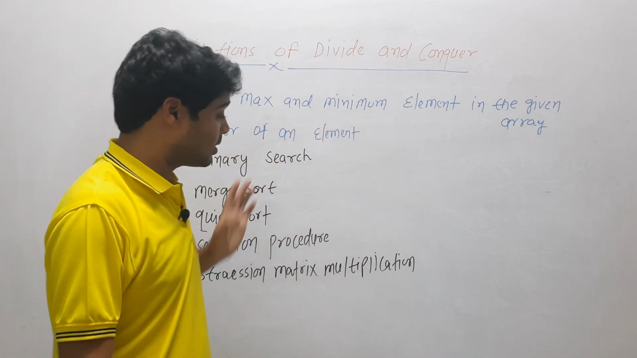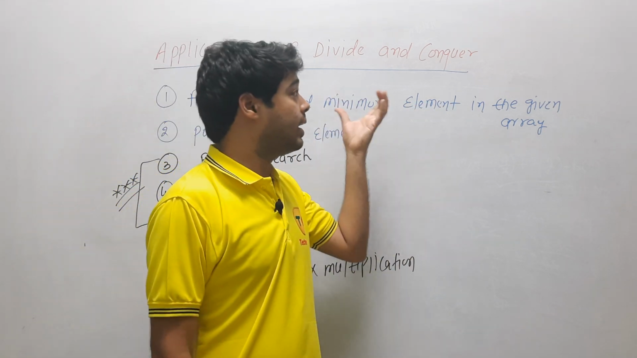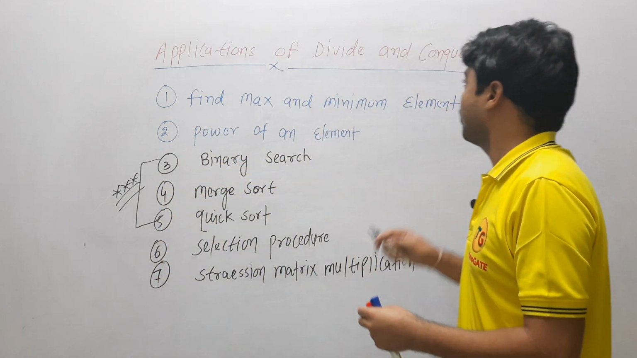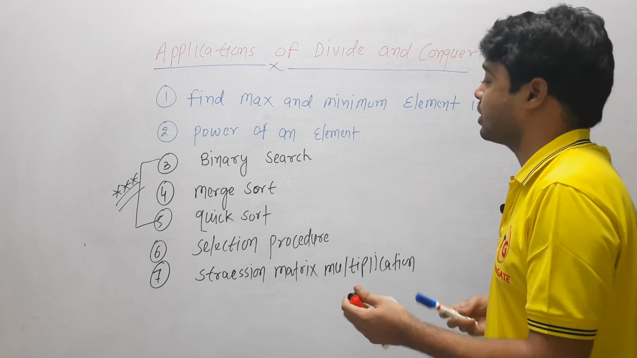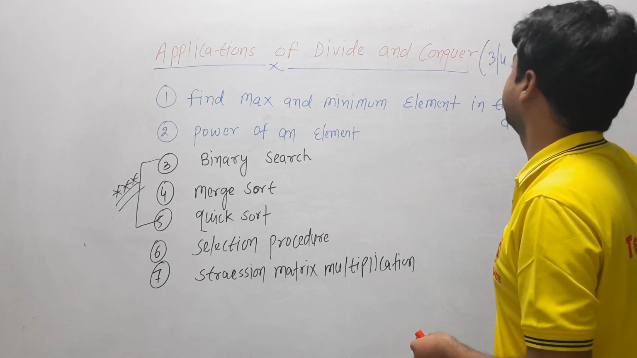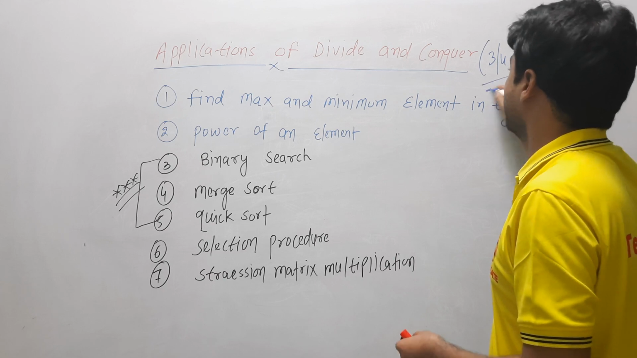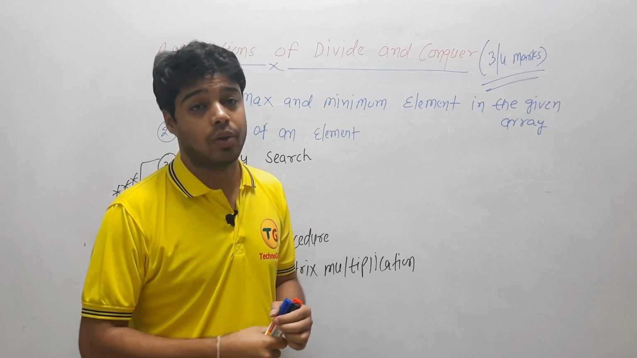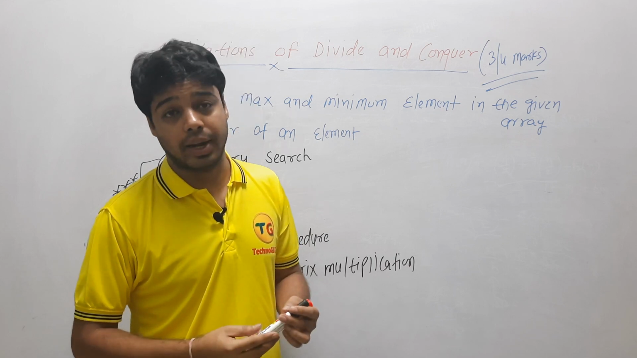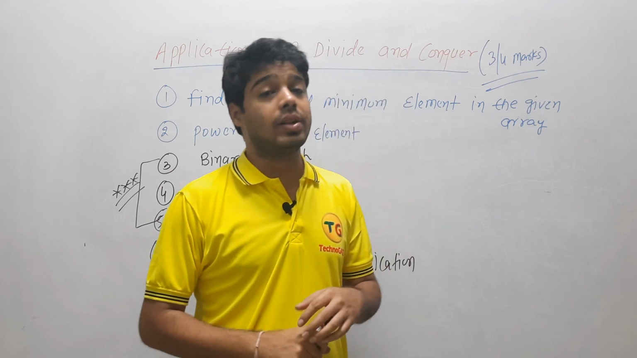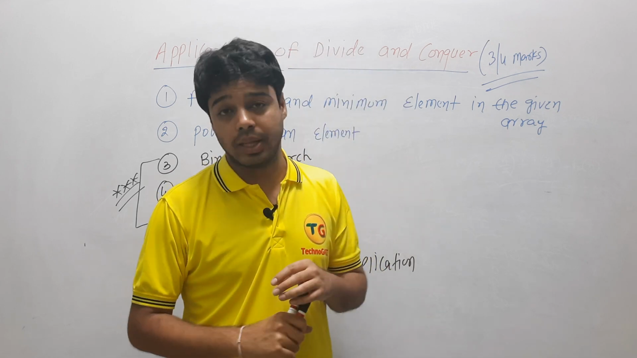So these 7 applications are very important, and divide and conquer is a very important topic here. Definitely 3 to 4 mark problems will come from the divide and conquer topic. We will discuss all of the GATE problems in divide and conquer, and also all of the problems of the greedy method and dynamic programming. We will discuss every single problem of GATE.